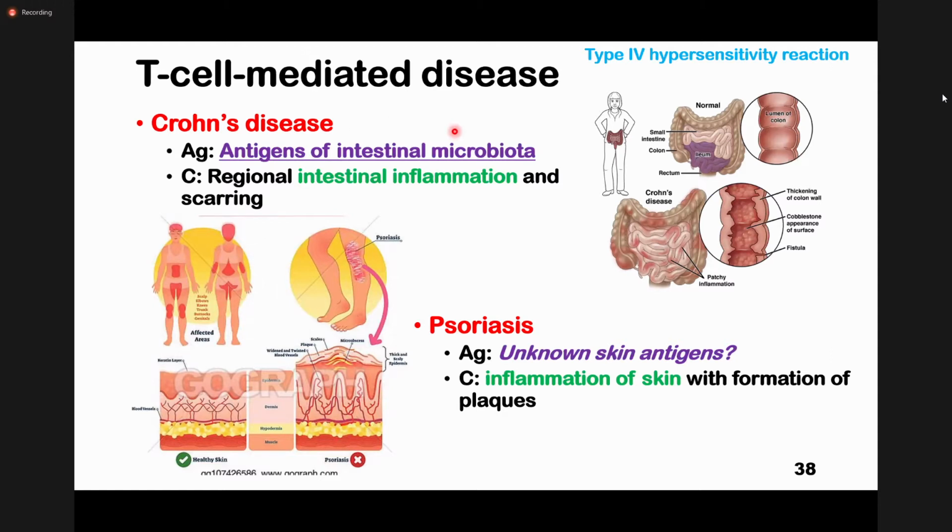And another one is the skin, which basically affects these areas of our skin, okay, the face and joints here. In psoriasis, the antigens are unknown, but it is said that our T cells mistakenly attack skin antigens, skin proteins, causing inflammation of the skin, okay. So T cells, okay, please remember T cell mediated.